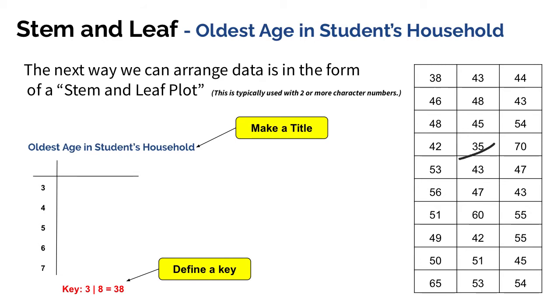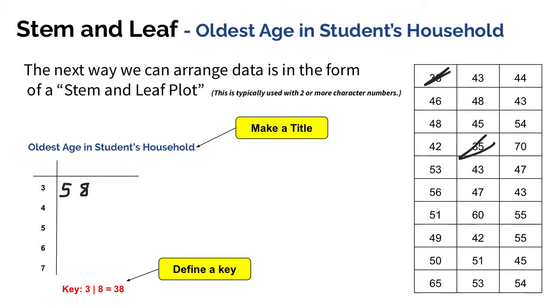So I'm going to cross off 35, and I'm going to go ahead and put a 5 for my leaf there. And then the only other age that I see for somebody in their 30s is 38. So I'm going to cross that one off as well, and I'm going to put an 8. It's important when you do your leaves that you go from lowest to highest. So you want to try to find the lowest age first to the highest age.